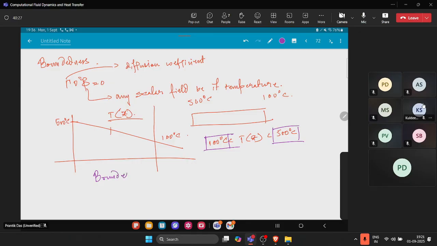What we discussed in the previous class also is that if I am giving a source term, then gamma del square phi plus S is equal to 0.